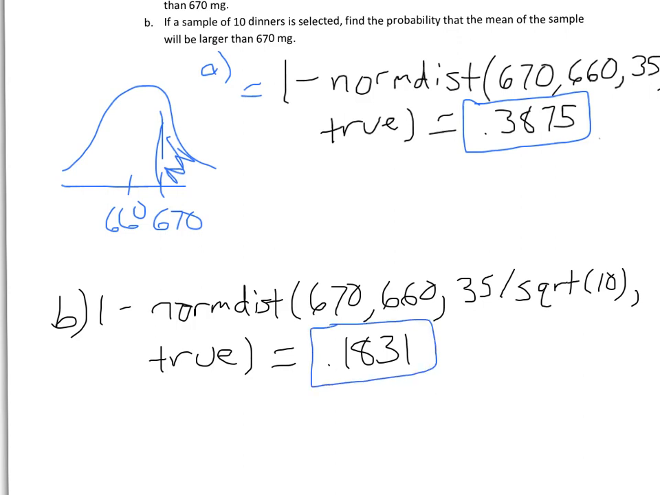So compare the differences in probabilities in terms of how variable your data is. You have a much larger chance of getting a value that high looking at one item as opposed to if you're looking at multiple items. So you shrink it from 38%, 39% to about 18%. Almost cut it in half in this case. That was it for 4. Let's keep on moving, and we'll look at number 5.